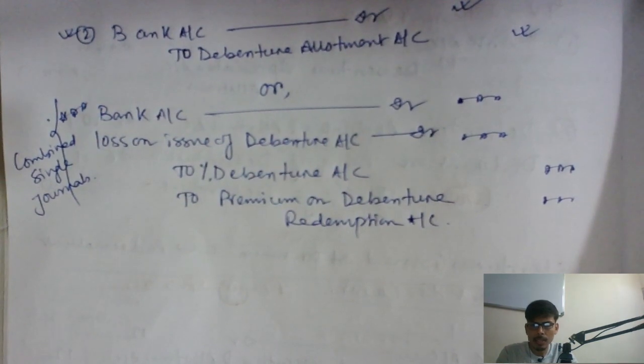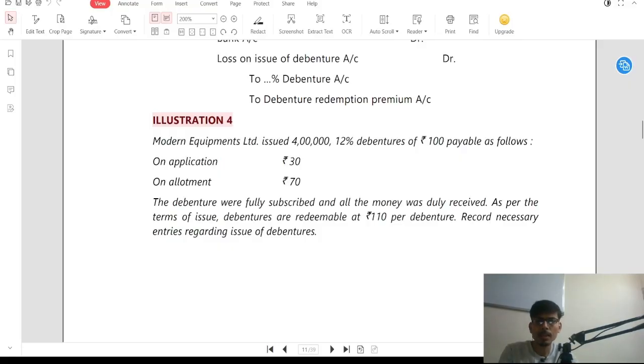Okay, let's do one sum. हाँ, let's try to understand one sum. चलिए एक बार sums कर लेते हैं एक बार और समझते हैं इसको. Let's see. See, the given question is that Modern Equipment Limited issued 4 lakh 12% debentures of rupees 100 payable as follows. On application 30, on allotment 70. The debentures were fully subscribed and all the money was duly received. As per the terms of issue, debentures are redeemable at rupees 110 per debenture. Record necessary entries regarding the issue of debentures.